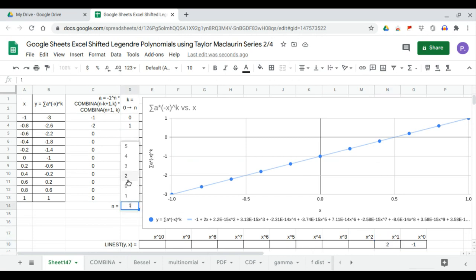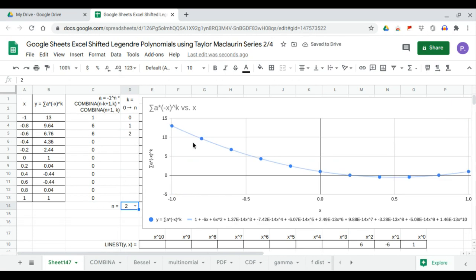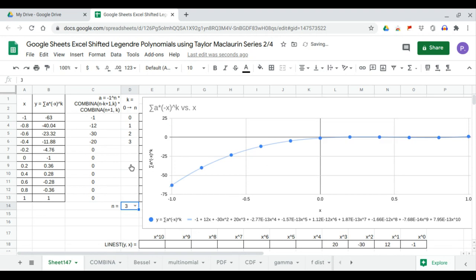At n equals 2, here we have a decaying curve, which is 1 minus 6x plus 6x squared. So, and here we have y equals 1 minus 6x plus 6x squared. At n equals 3, so here we have negative 1 plus 12x minus 30x squared plus 20x cubed.